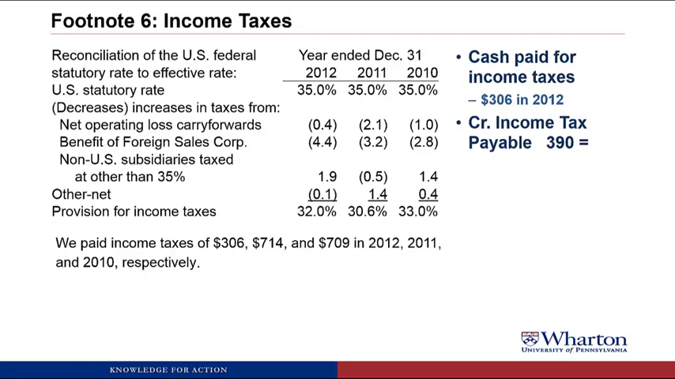What that means is we can replace this credit to income tax payable of $390 with a credit to cash of $306 because we know they paid cash to the government for taxes of $306 during the year, and a credit to income tax payable of $84. That's the $390 total minus the $306. There were only $84 of current taxes that had not yet been paid to the government. Again, what we're doing here is replacing the credit to income tax payable of $390 with these other two credits, the credit to cash and the true credit to income tax payable of $84.